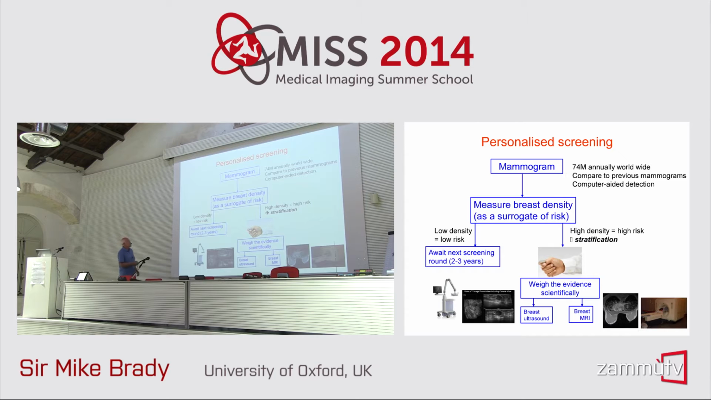And what you end up with then is a measure of a measure. Remember, quantification. We have a measure of breast density, and that's used as a surrogate of risk. So if a woman has got breasts which are not very dense, then effectively they just go on waiting for screening for the next 2 to 3 years.